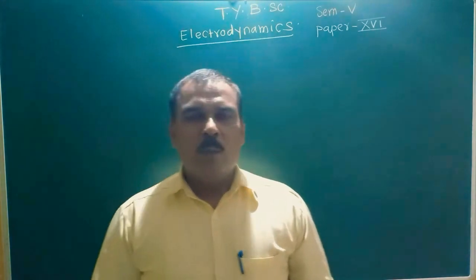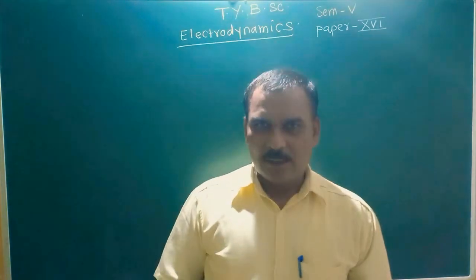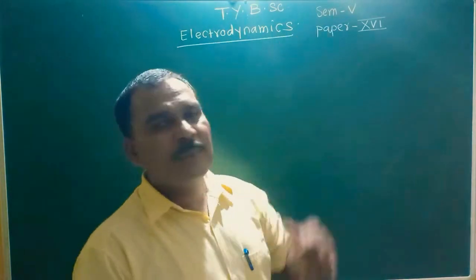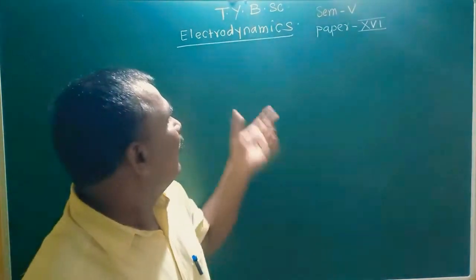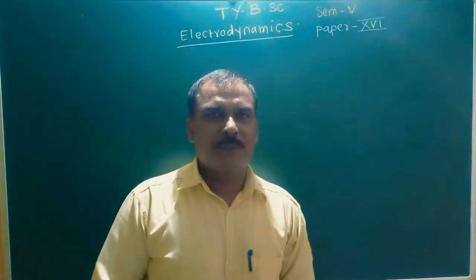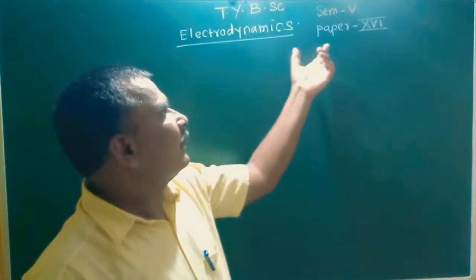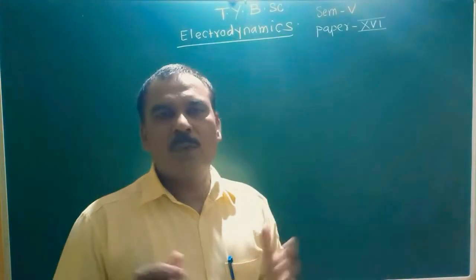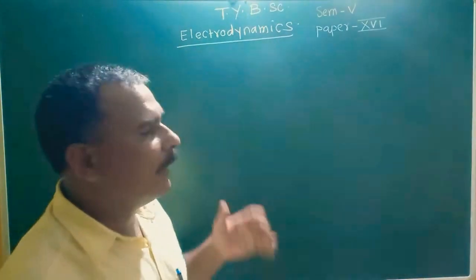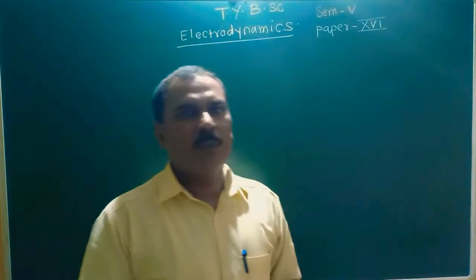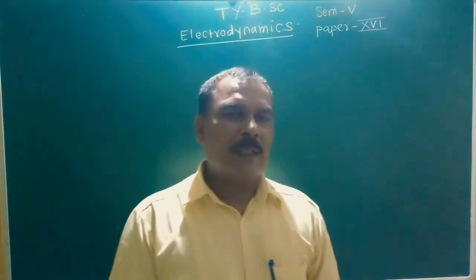Today we are going to start the fifth semester. In fifth semester, the name of the paper is Electrodynamics. In Electrodynamics, this is paper number 16. This course consists of four chapters. The total weightage of the course is 50 marks.